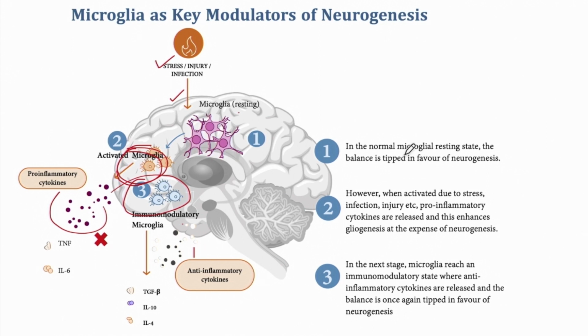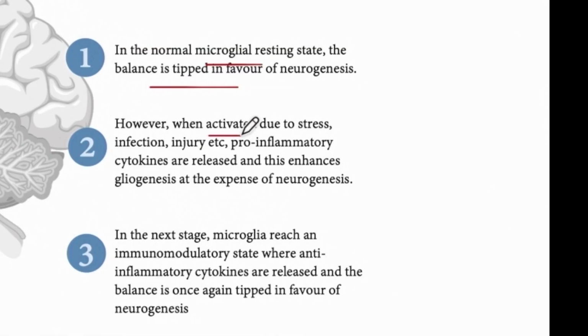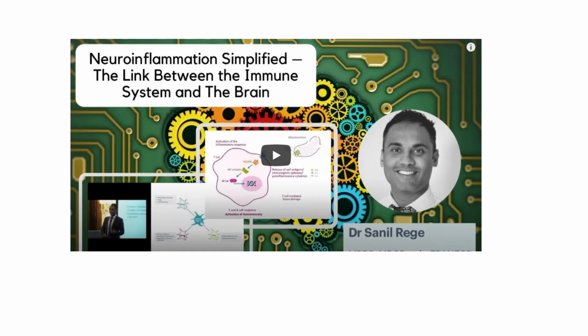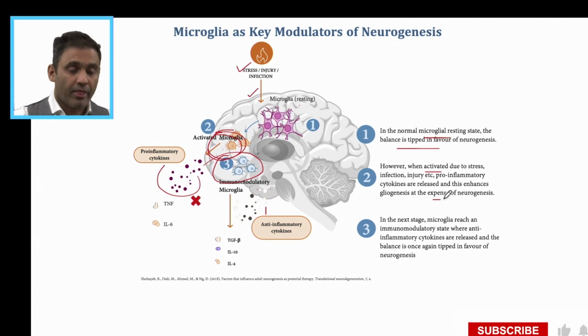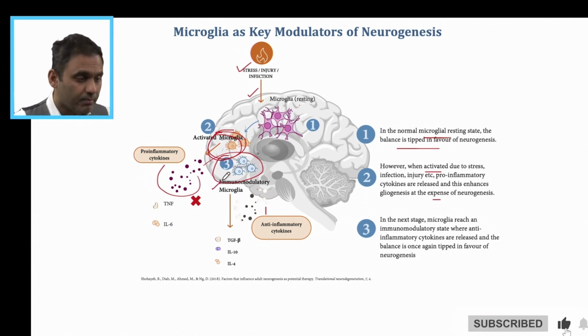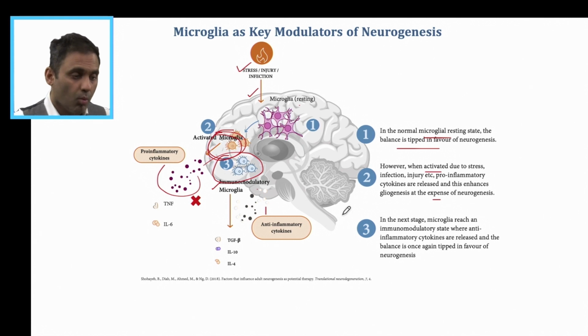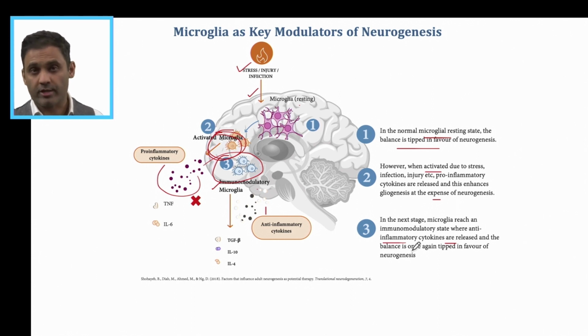Essentially, in the normal microglial resting state, the balance is tipped in favor of neurogenesis. When activated due to stress, infection, or injury, you get pro-inflammatory cytokines. You can have a listen to the neuroinflammation video that I've done. And this enhances gliogenesis. Gliogenesis is really that scar tissue formation, the gliosis that occurs at the expense of neurogenesis. But then in the next stage, the microglia reach an immunomodulatory state where anti-inflammatory cytokines are released and the balance is once again tipped in favor of neurogenesis. So really fascinating, and a lot of this can occur after physical trauma, but also stress.